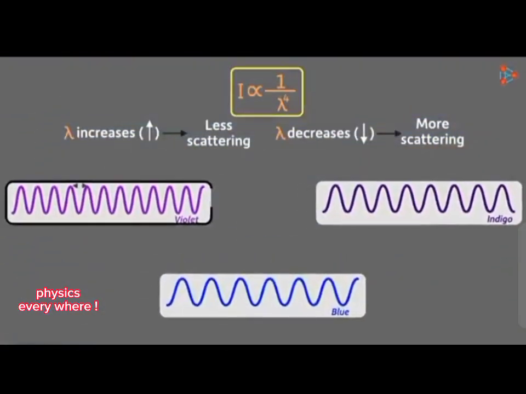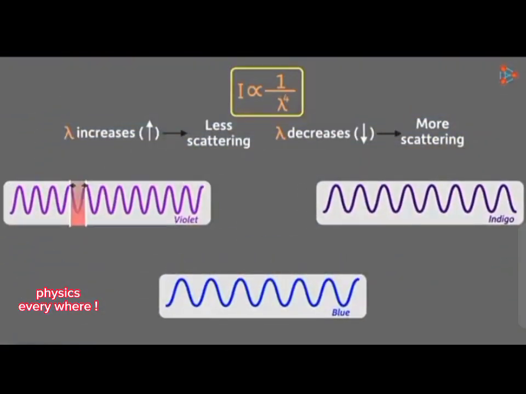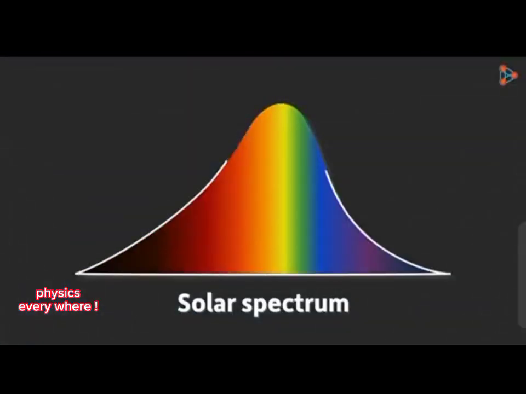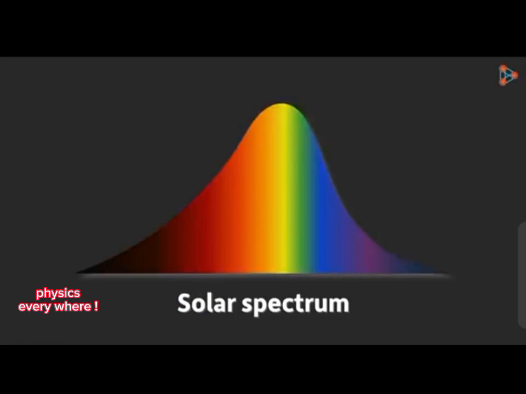But wait, the violet light has the smallest wavelength. Then why doesn't the sky appear violet or even indigo for that matter? It is true that the sky scatters violet light more than the blue light. However, why don't we see the violet sky? What's the reason? The following graph tells us how much of a particular wavelength is emitted by the sun.